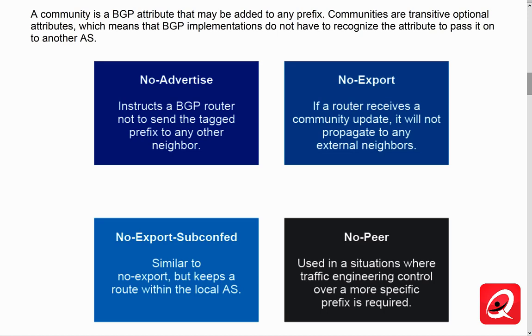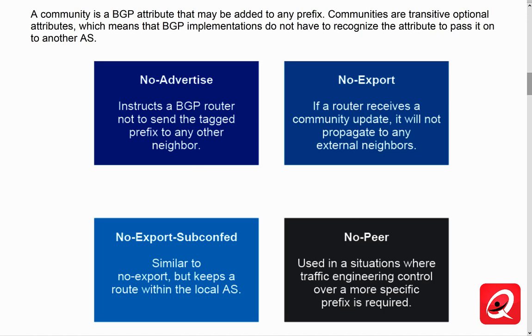The no export subconfed, very similar to no export, but it keeps a route within the local AS or a member of an AS within the confederation. The route is not sent to any external BGP peers or to intra-confederation external BGP peers. And this is the local AS community attribute. And finally, the no peer is used in situations where traffic engineering control over more specific prefixes is required, but to constrain its propagation only to transit providers and not peers.